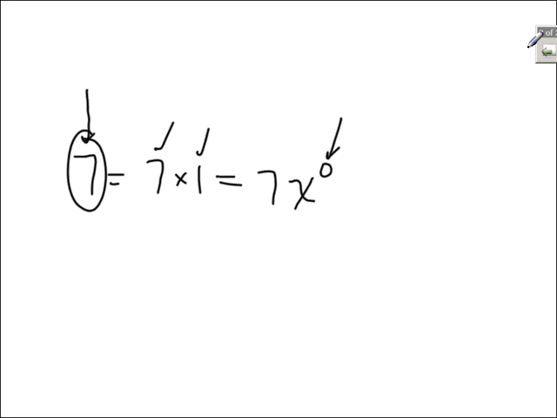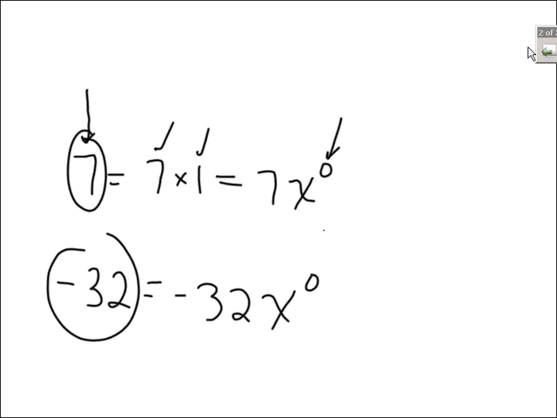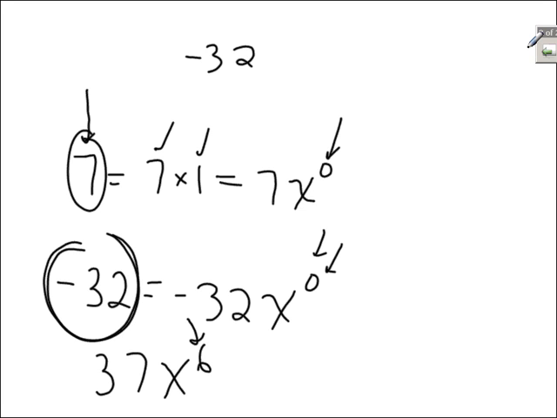Okay, if you have a constant, negative 32, this is negative 32x to the 0. What's the power of x? 0. What's the power of x here? 6. If you don't see an x, the power is 0. Because you can always take negative 32 and think of it as negative 32 times 1. But this is just another way of writing 1. X to the 0 is 1.